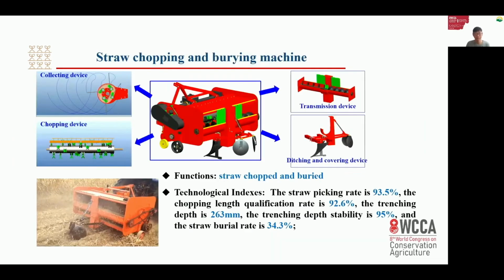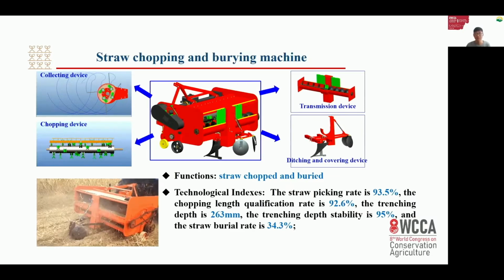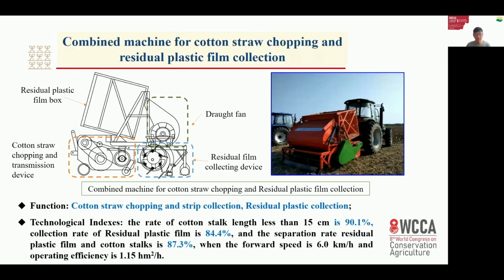The straw chopping and burying machine mainly includes clothing devices, chopping devices, vegetation and carving devices, and transmission devices. Part of the chopped straw is buried, and the other chopped straw is spread in the field. The common machine mainly includes cotton straw chopping and transmission devices, residual film collection devices, a draft fan, and a residual plastic film box.